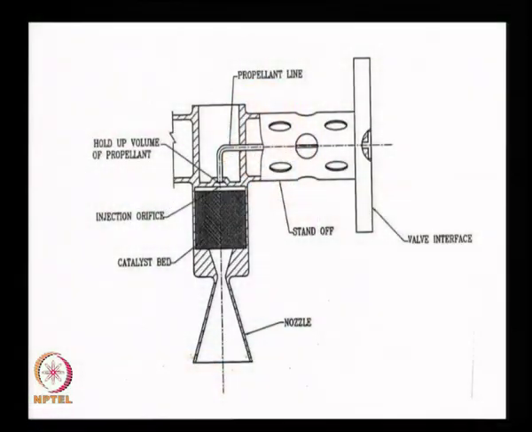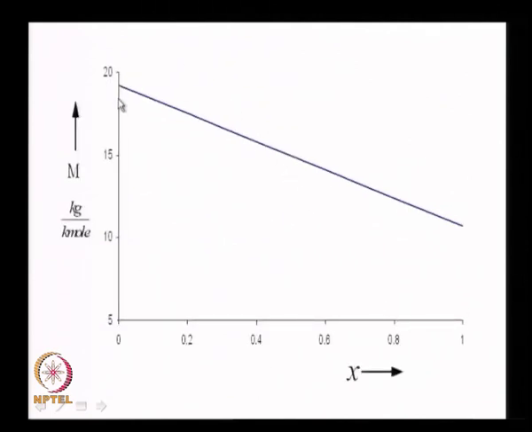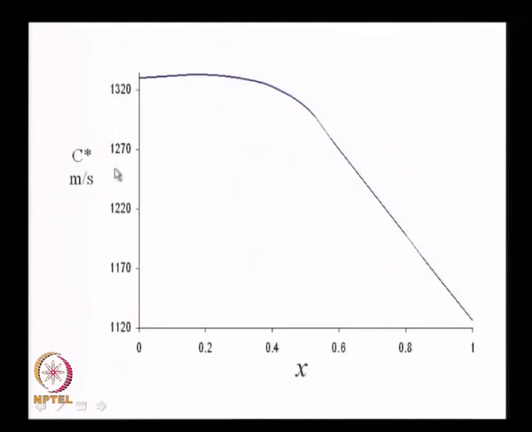Therefore, I think I should stop here, but let us just finish off. We say that the temperature keeps coming down with the degree of dissociation. The molecular mass also comes down from something like 18 to a value around 12 or so, and when I put both the things together, the C star has a maximum value around 0.2 over here.